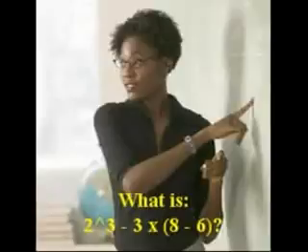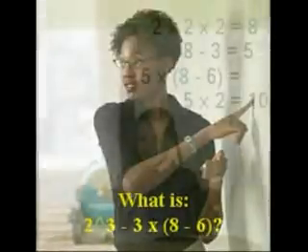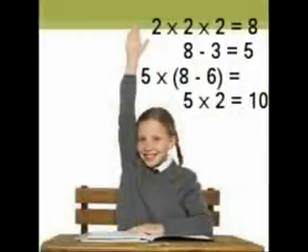You were sitting in class one day and your teacher says, "All right, everybody, who can tell me what 2 to the power of 3 minus 3 times parentheses 8 minus 6 is?" This is so easy, you think. 2 to the power of 3 is the same as 2 times 2 times 2, which equals 8. 8 minus 3 equals 5. 5 times parentheses 8 minus 6 is the same as 5 times 2 equals 10. You raise your hand and tell the teacher the answer is 10.